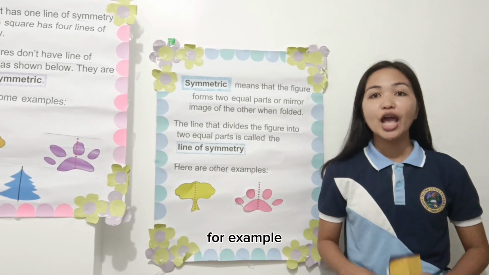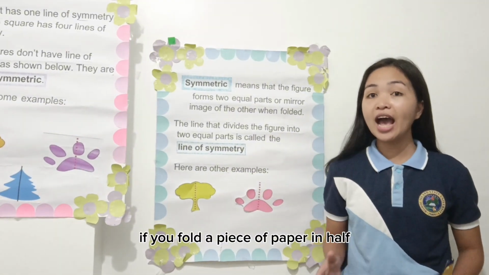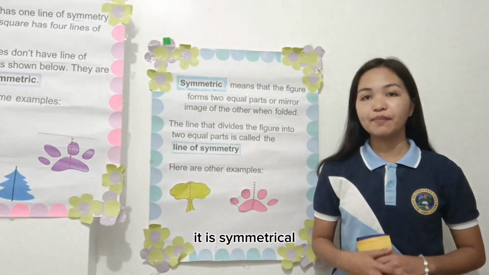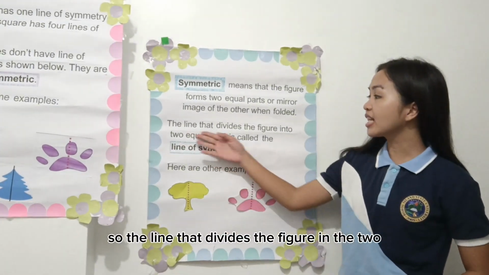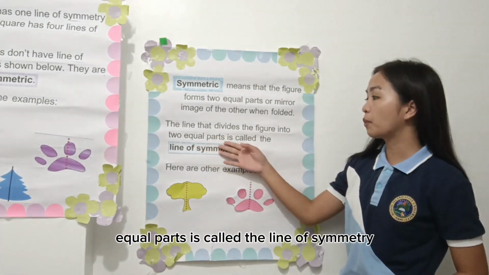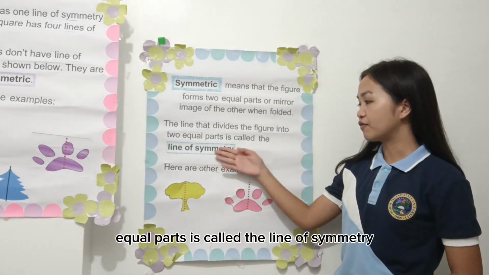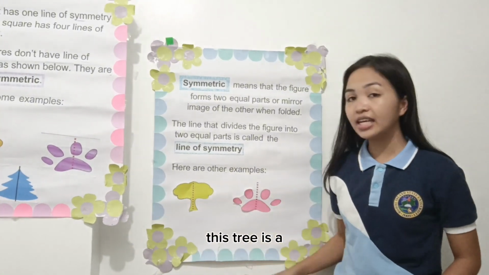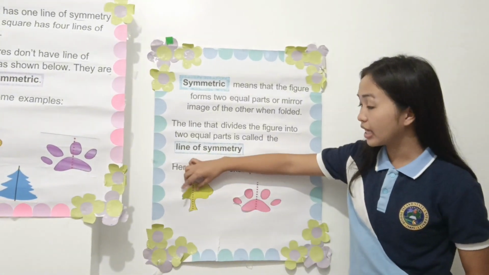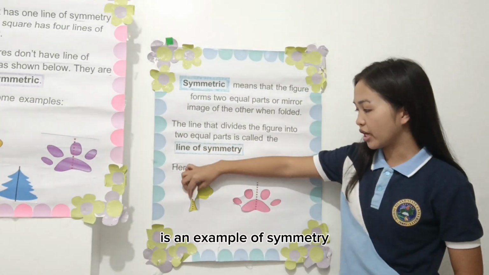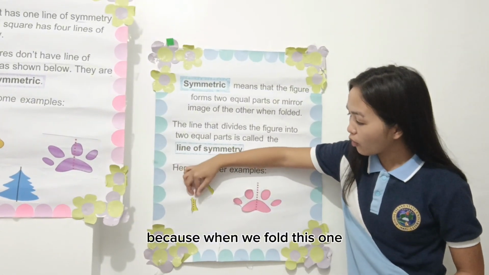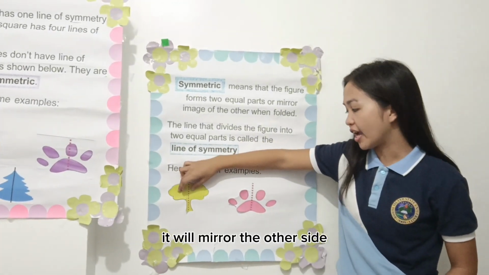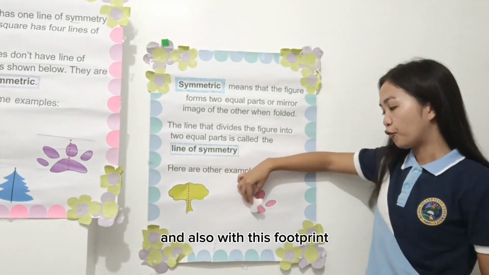For example, if you fold a piece of paper in half and both sides look exactly the same, it is symmetrical. So the line that divides the figure into two equal parts is called the line of symmetry. So here are other examples. This tree is an example of symmetry, because when we fold this one, it will mirror the other side. And also with this footprint.